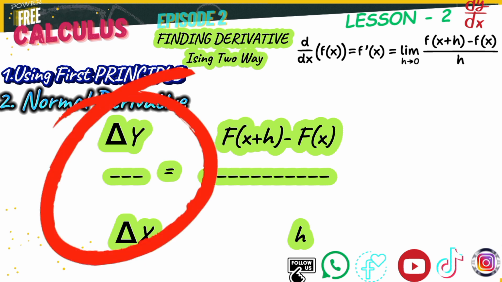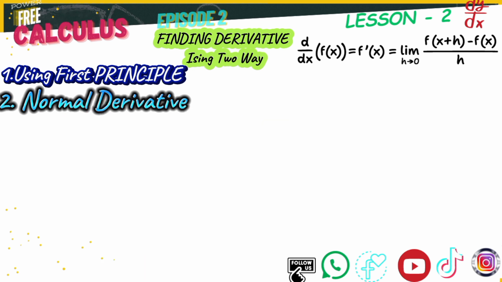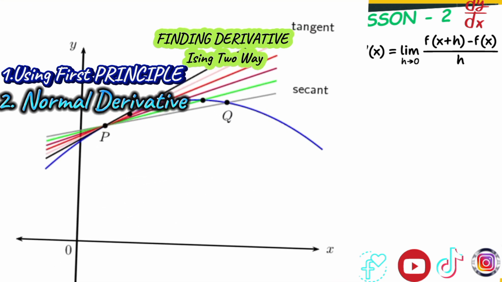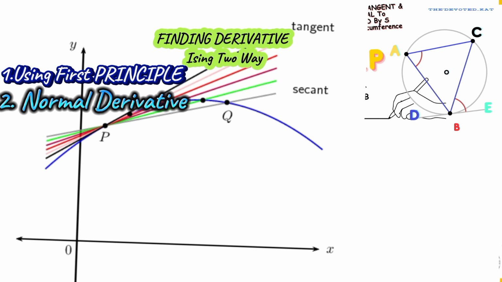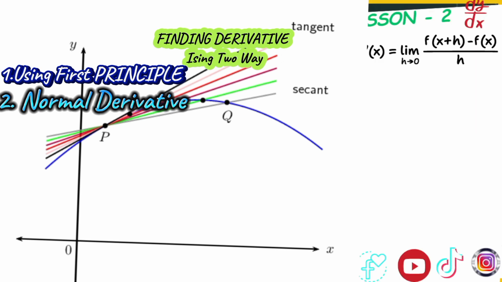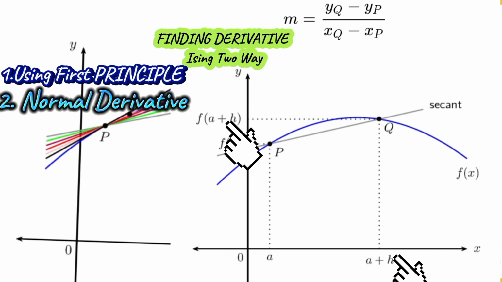Well, now imagine if you are required to find a gradient on a tangent. Remember, a tangent from circle geometry, we know that it's a line that only touches the circle once. A tangent is that line that cuts a graph at only 1 point. For those who don't know, a line that touches a graph at 2 points is known as a secant. This is the line I am talking about. So when we derive, we try to narrow the value of h from this formula here.